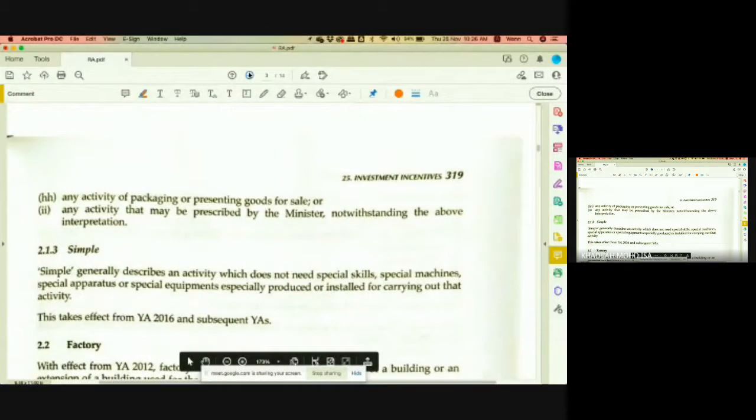And you also have any activity of packaging or presenting of goods. And finally, you do have this II where you say that any activity that may be prescribed by the minister. So when you have this clause, it's a very open and dangerous clause, where it means that from time to time there could be some other activities prescribed by the minister which do not allow you to claim for your reinvestment allowance.